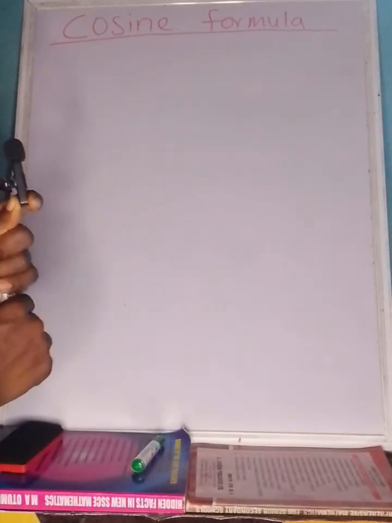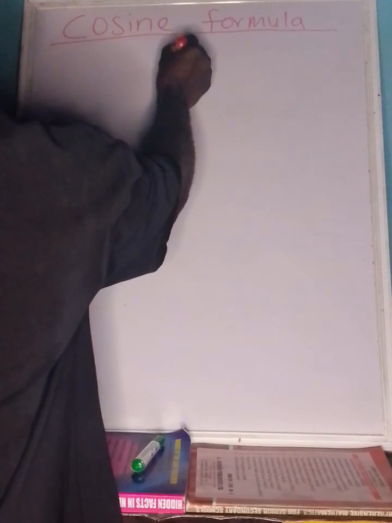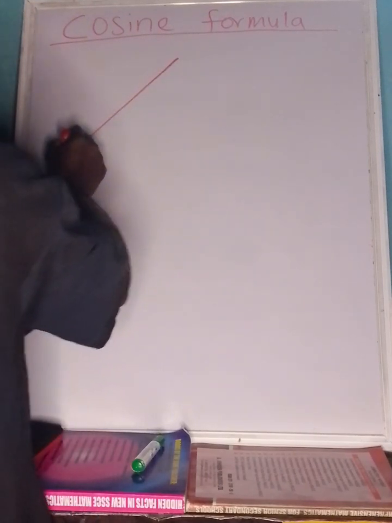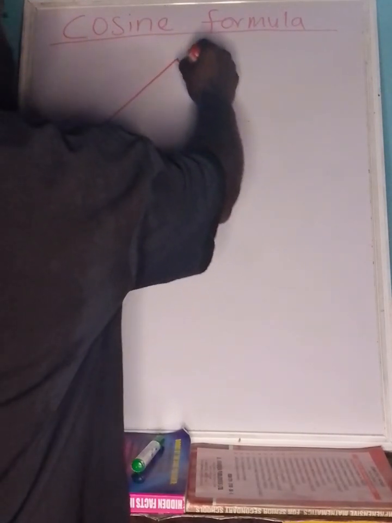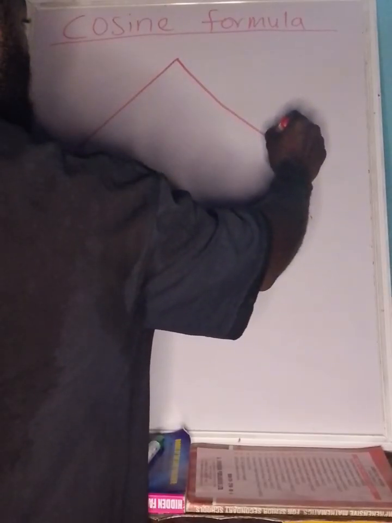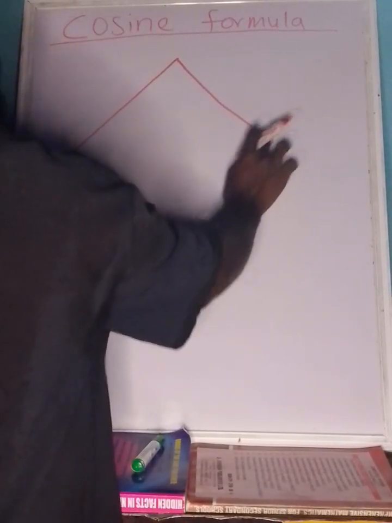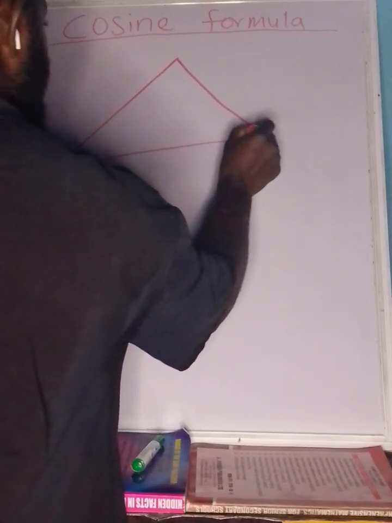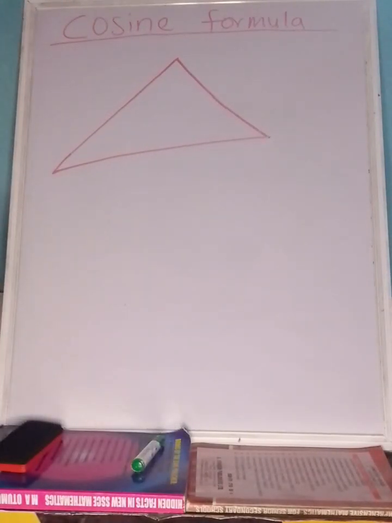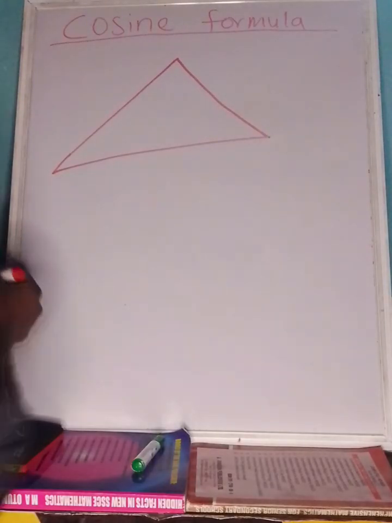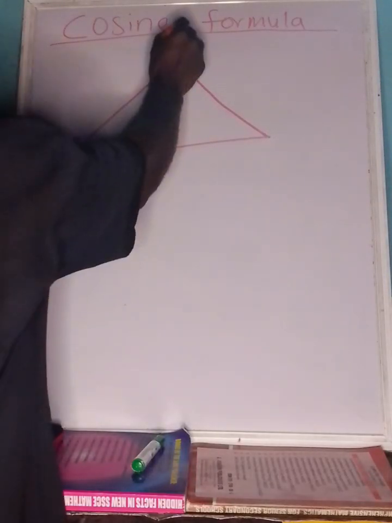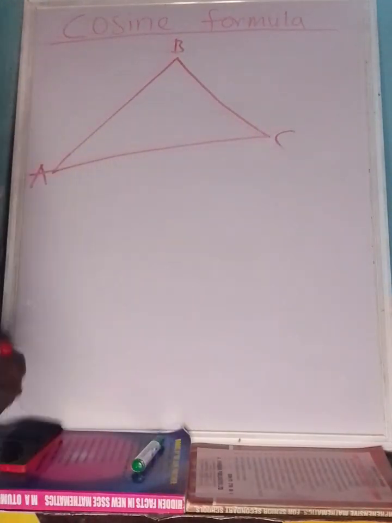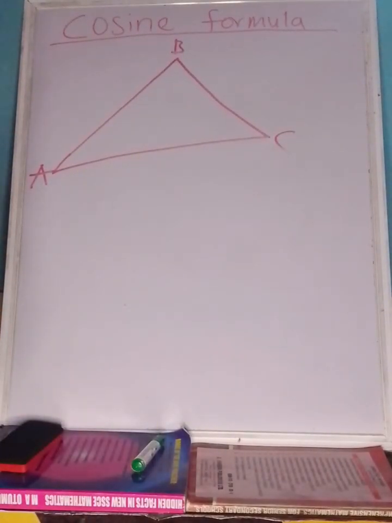Now, let's draw a scalene triangle and try to form our cosine formula from there. Look at our scalene triangle as I try to sketch it. I think this is good enough to be called a scalene triangle. Then we'll label A, B, and what? C. This is our scalene triangle, please remember.